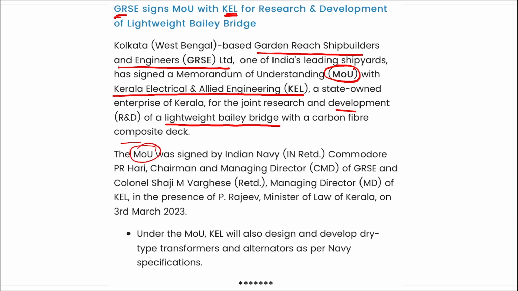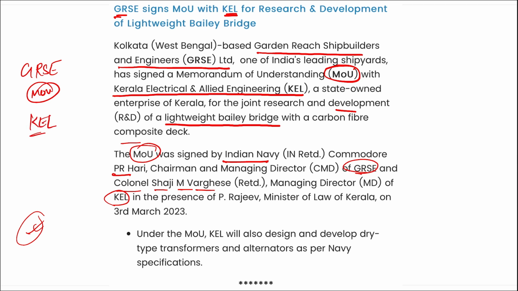This MOU was signed by the Indian Navy Commander P.R. Hari, who is the chairman and managing director of GRSE, and Colonel Shaji M. Varghese, who is the managing director of KEL. Alright, highly important, friends. So mark this, that it was GRSE that signed an MOU with KEL, and this is for the research and development of the lightweight Bailey bridge. All right. So friends, these were your important current affairs.